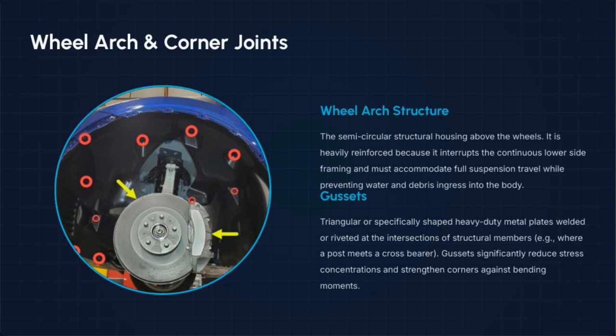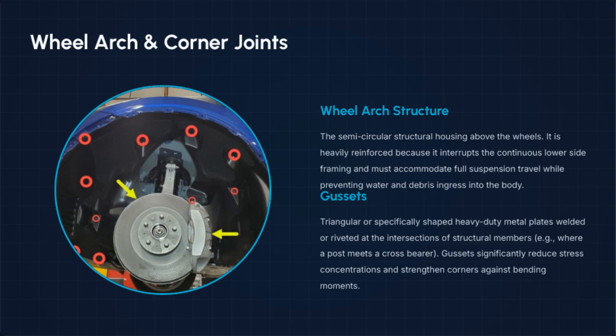Now, moving on to the wheel arches themselves. These are the semicircular structural housings located above the wheels. They are heavily reinforced because they interrupt the continuous lower side framing, which is a critical load-bearing element. The wheel arches must also accommodate full suspension travel, meaning they need to be strong enough to handle movement and shocks without compromising the structure. Additionally, they serve an important function in preventing water and debris from entering the body, which helps in maintaining the integrity of the vehicle over time.